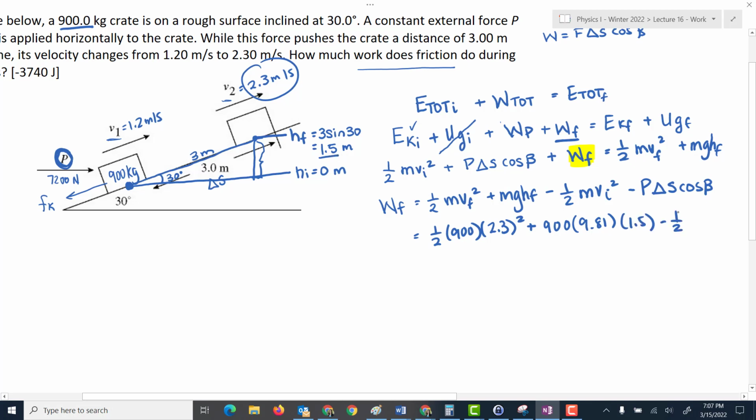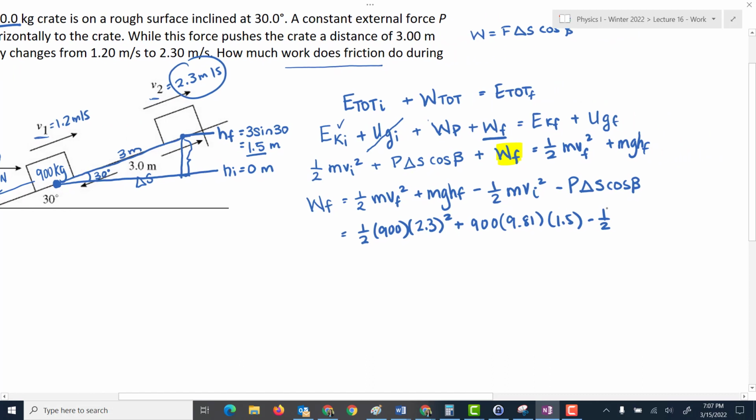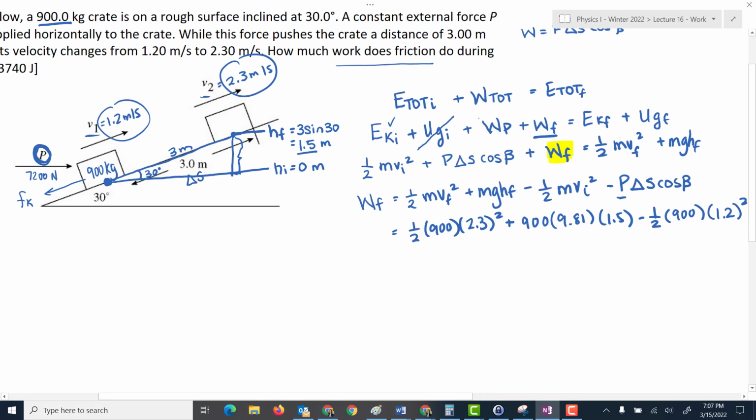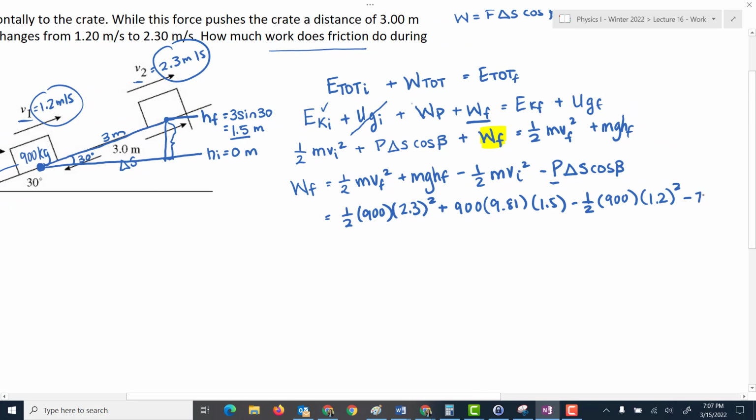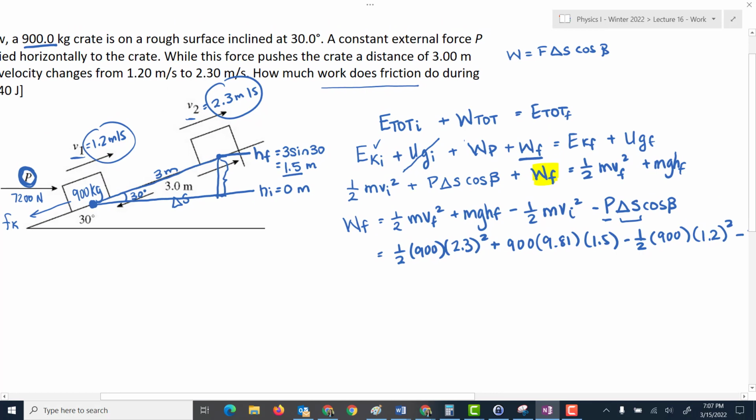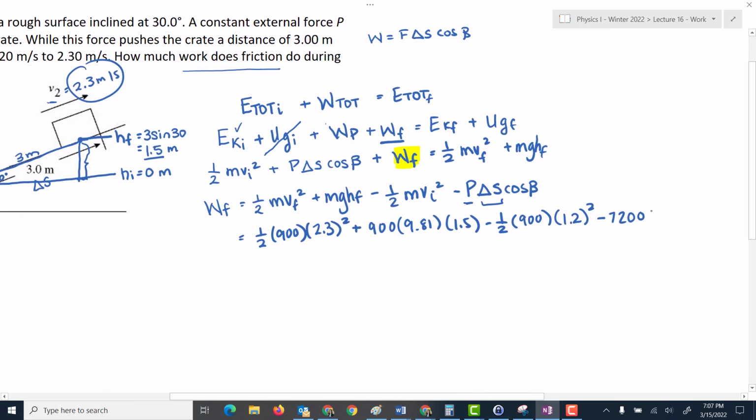minus 1/2 m, which is still 900, v initial, which is here, 1.2 meters per second, squared, minus, so now we have P, which is that force they told us was 7,200 newtons, times delta S. The question tells us it's moving 3 meters along the ramp, so that's 3, cos of the angle between P and delta S.